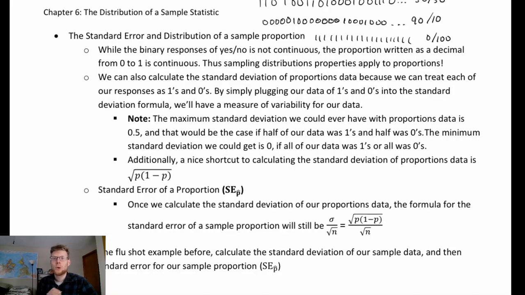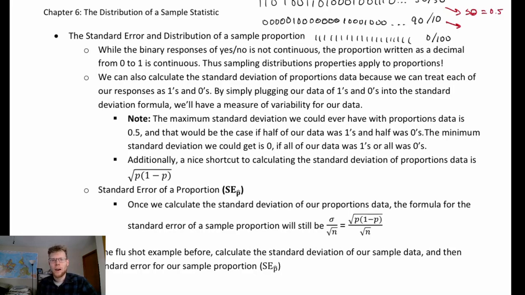Okay, so I can represent the variability in this binary data using a standard deviation. It's just that my standard deviation is going to be on a scale from 0 to 0.5. So for this context, if I were to plug these zeros and ones into the standard deviation formula, the standard deviation is going to be 0.5 in this top case.